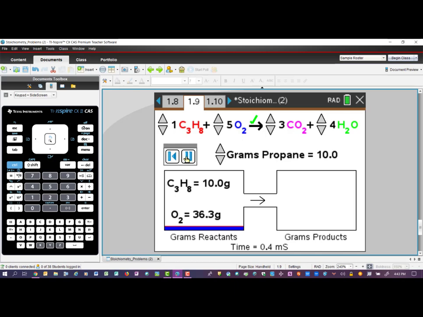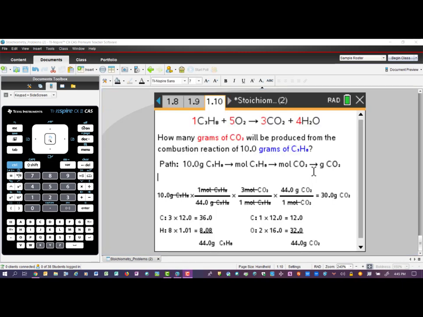So we're going to let it react. And once again, it's going to leave us with those boxes. But notice again, we're going from grams of the reactants to grams of the product. So on the next page, I've got your balanced equation for you, and the question that I'm asking is how many grams of carbon dioxide will be produced from the combustion reaction of 10 grams of propane.